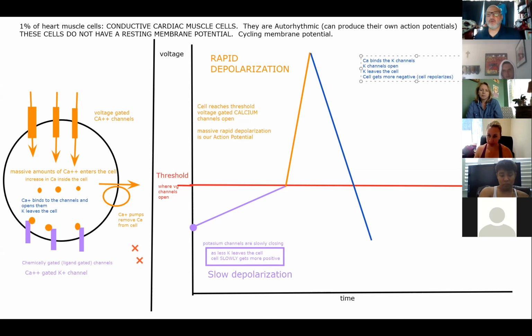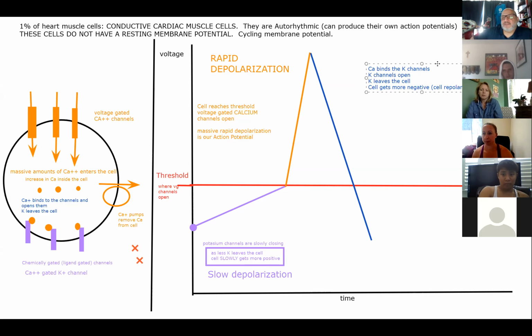Now, when I say the cell repolarizes, what does that term usually mean, to repolarize? What does it mean to repolarize? To go back to the resting membrane potential. But does this have a resting membrane potential? No. So saying that it repolarizes is a little bit of a cheat, but the term is commonly used that way, so I'm okay with you saying it. Although technically it just gets more negative, repolarizes is a good thought. All right?